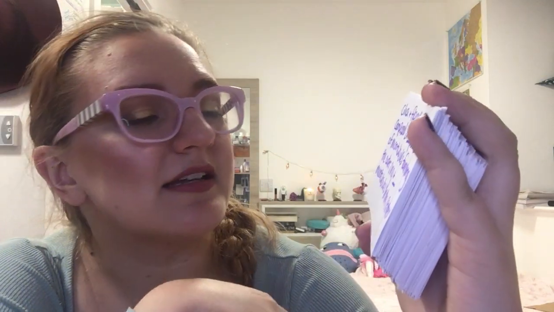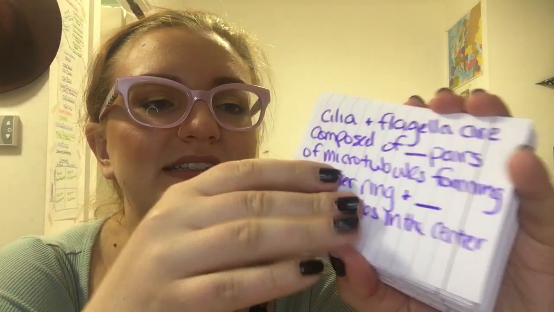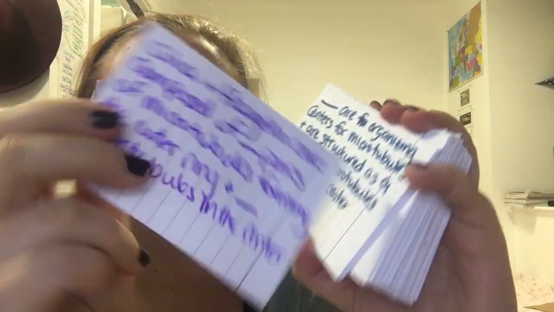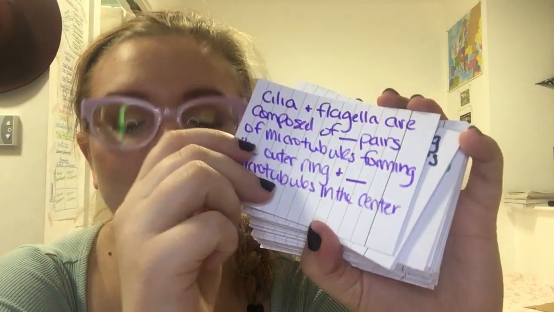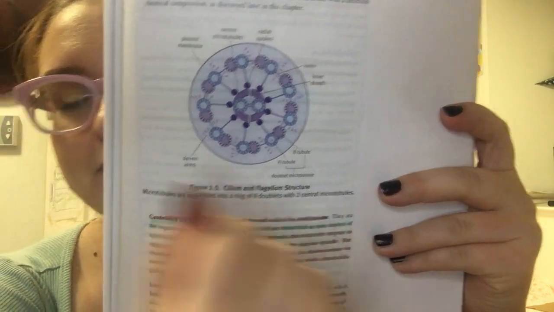Cilia and flagella are composed of blank pairs of microtubules forming the outer ring and blank microtubules in the center. So if you remember, that is the 9+2 rule. If you remember that from class, if I can get the card. The 9 and 2. They call it the 9+2 rule. I was actually just flipping through this book because I knew that card was coming up. See if I can find the picture of it. Here it is. Nice picture of that 9+2 structure.